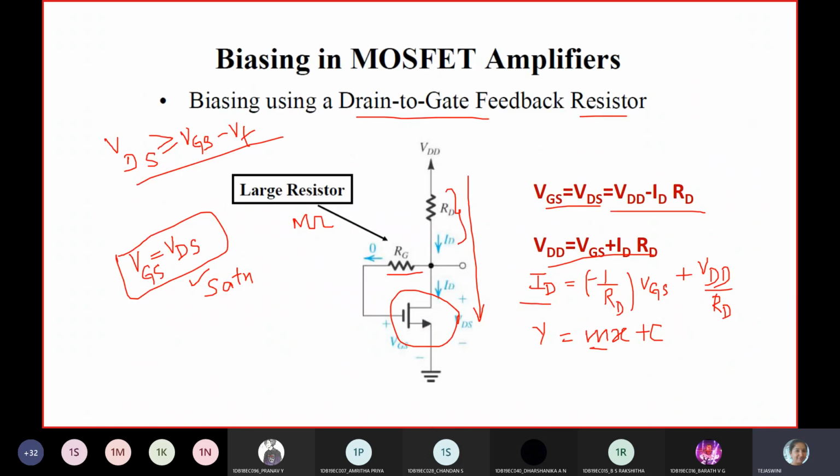And this is biasing using a drain to gate feedback resistor. Here you short the drain and gate terminal through a resistor RG. RG is a large resistor, as you all know. So the expression is VGS is equal to VDS. This makes the device be in saturation. VDD minus IDRD, so VDD is equal to VGS plus IDRD, and from this we get the ID expression.